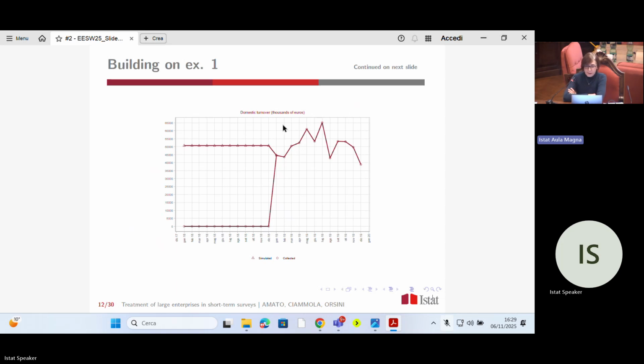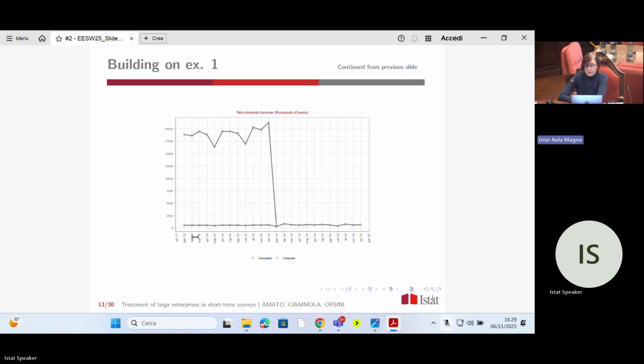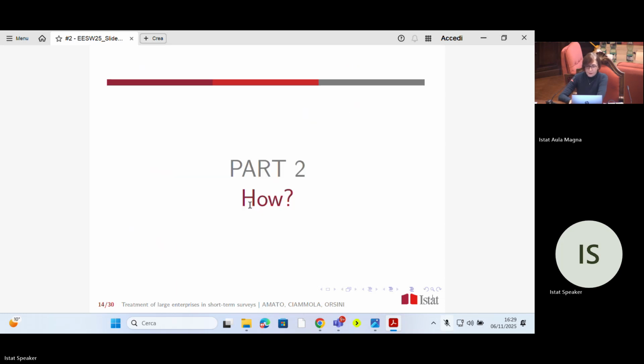Building on the past example, what we want is to simulate this data, and this data for non-domestic turnover. How can this be possible?